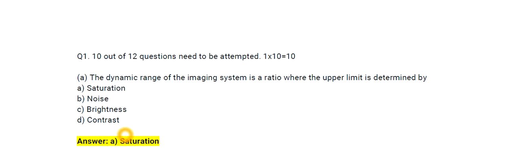Always remember that when we are talking about the dynamic range of the imaging system as a ratio, then the upper part, the numerator, is actually our saturation. So the answer is very straightforward. Option A, saturation, is the correct answer.